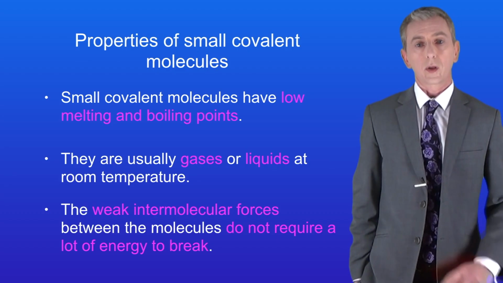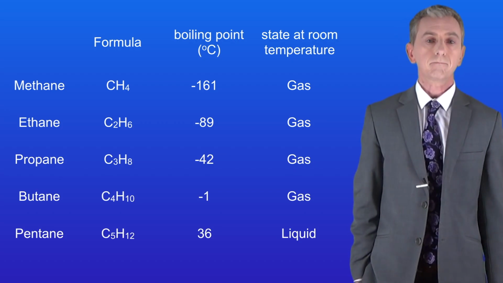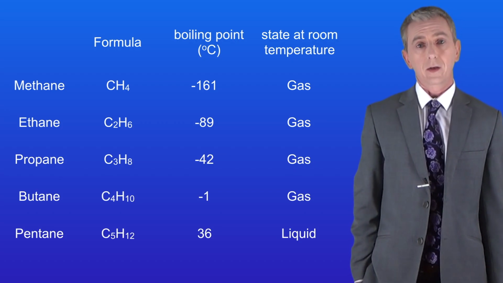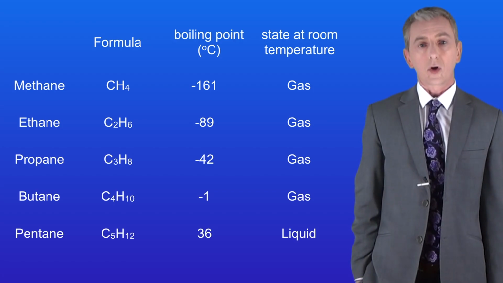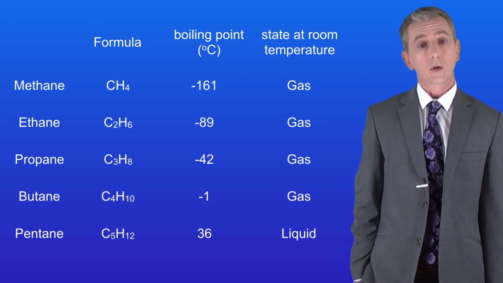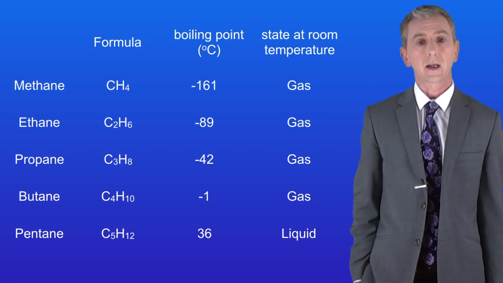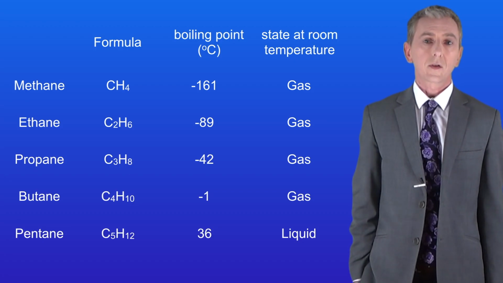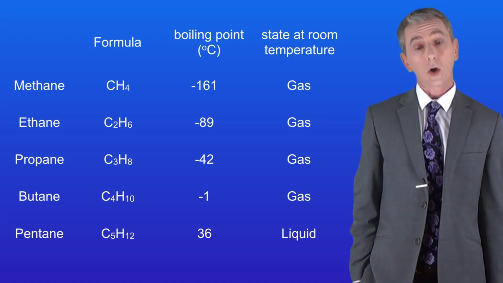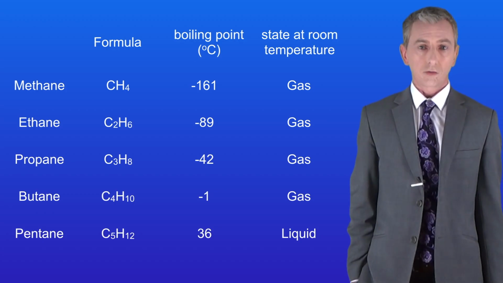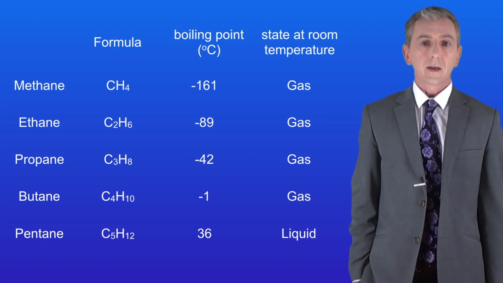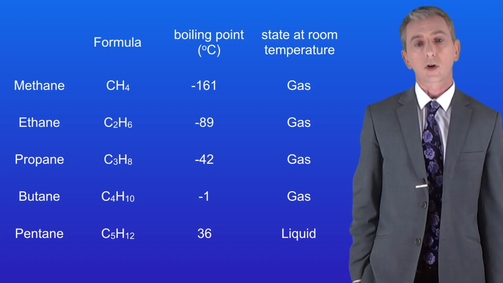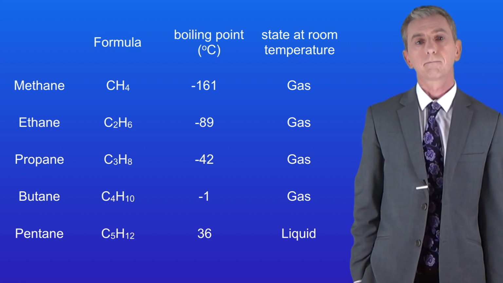We can see that with this table. This shows the first 5 alkanes. Alkanes are also small covalent molecules, and we're going to see them in a lot more detail in later videos. We can see that as the alkane molecules get larger, their boiling point increases. That's because the intermolecular forces increase and require more energy to break.